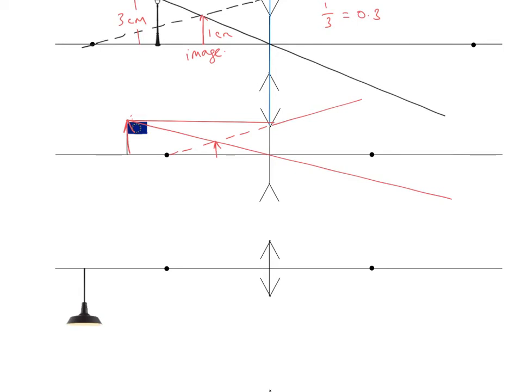And again, same answers as before. It's virtual, it's the right way up, and it's been made smaller. So again, we can put some numbers on this. Let's just again make this up.